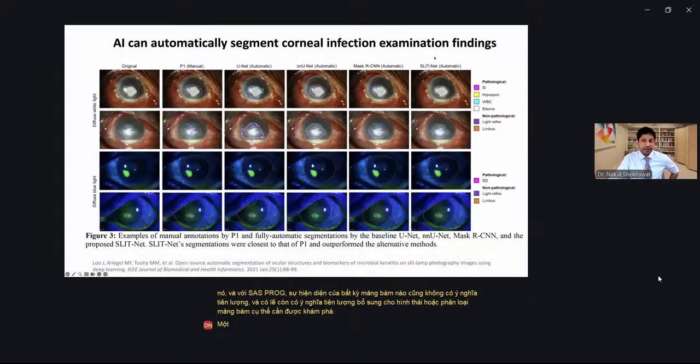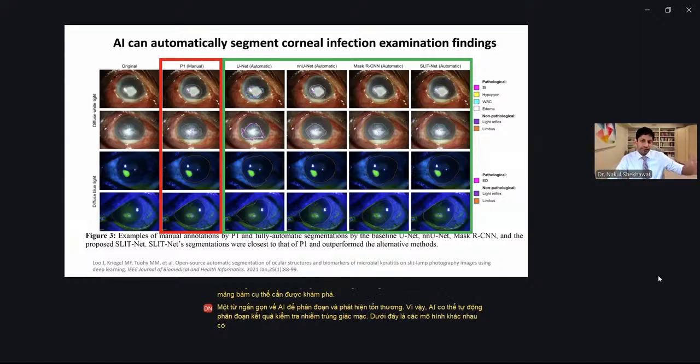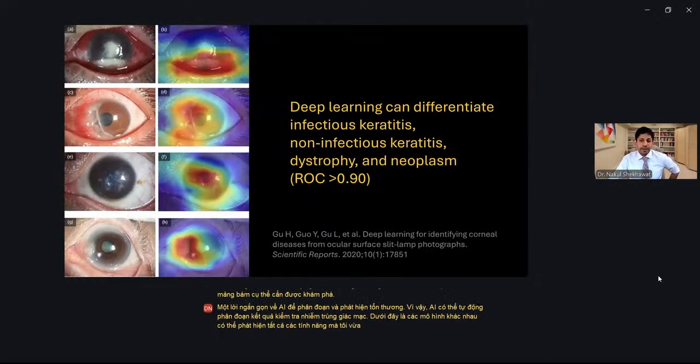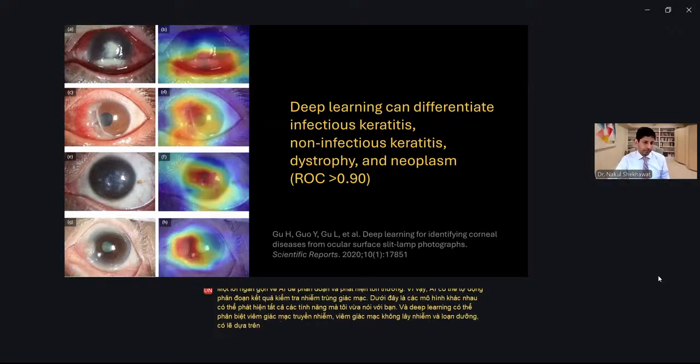Brief word on AI for segmenting and detecting lesions. So AI can automatically segment corneal infection exam findings. Here are different models that can detect all the features that I just talked to you about. And deep learning can differentiate infectious keratitis, non-infectious keratitis, and dystrophy, presumably based on interpretation of the photography-based exam findings.